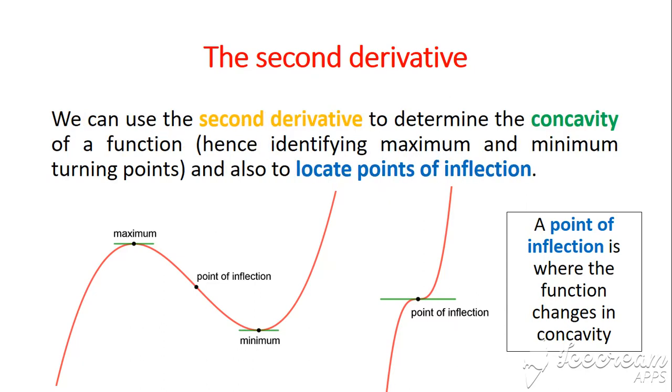We can use the second derivative to determine the concavity of a function. Hence, we can identify if it's a maximum or a minimum turning point, and we can also use the second derivative to help us locate the points of inflection.